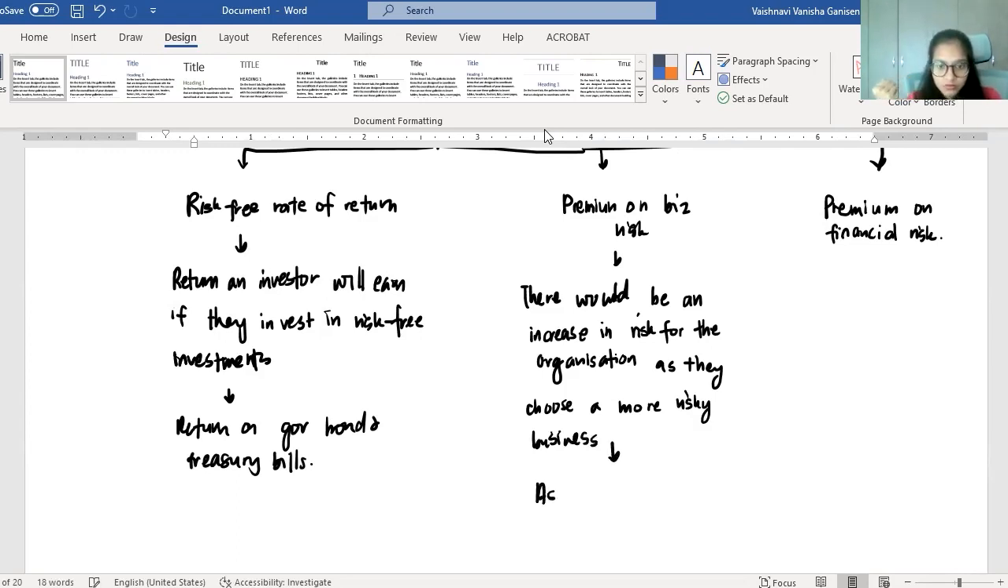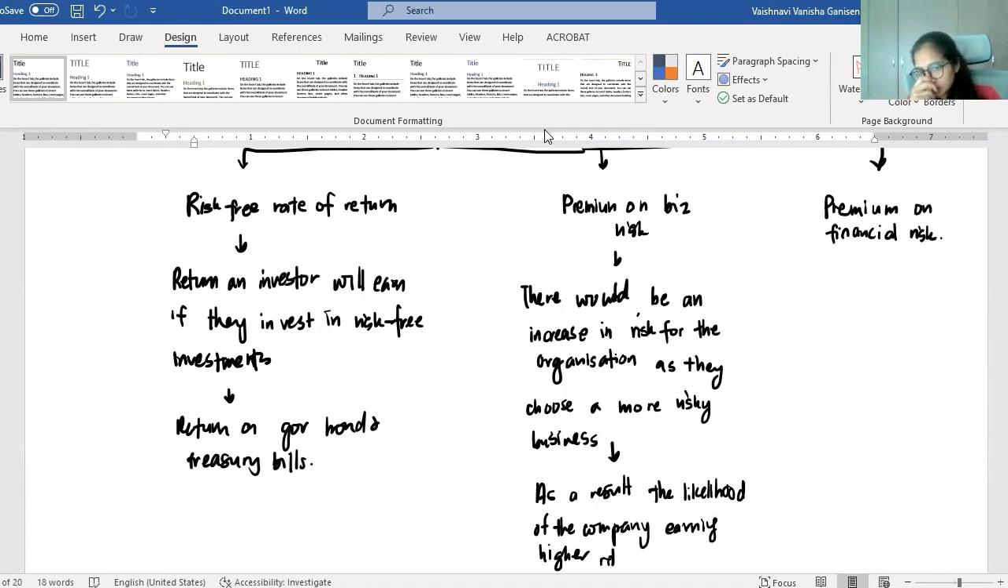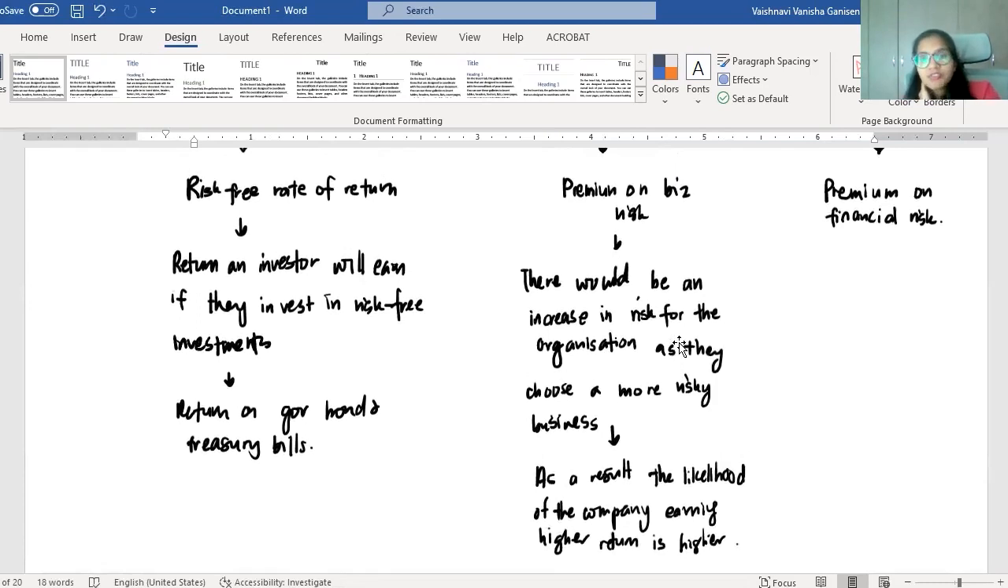As a result, the likelihood of the company earning higher returns is higher. That means they have a higher likelihood to earn higher returns because they are willing to bear that particular risk. The final one, okay, the final element would be the premium for financial risk.